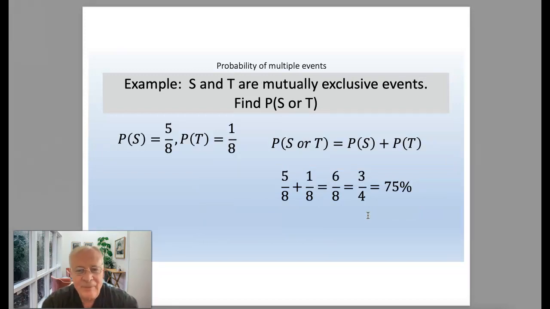Now, if S and T are mutually exclusive, again, find the probability that S or T happens. Just add them together. 5/8 plus 1/8 is 6/8, 3/4, 75%. Just add them together. Okay?